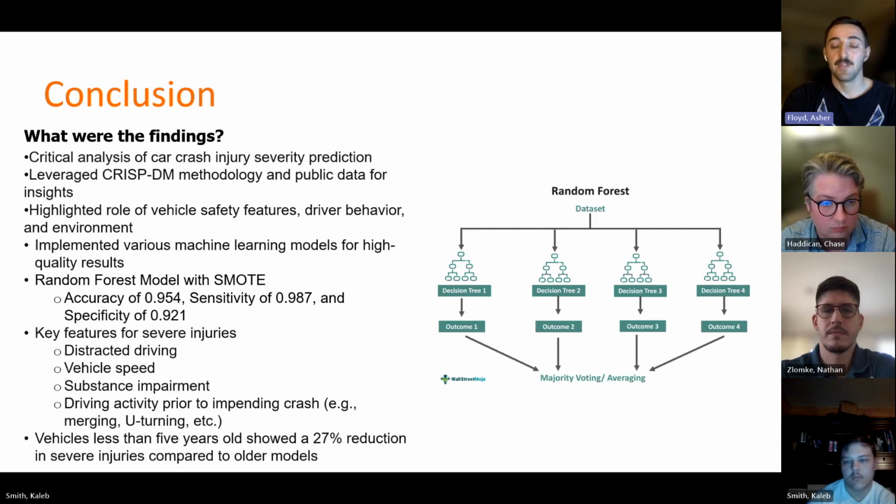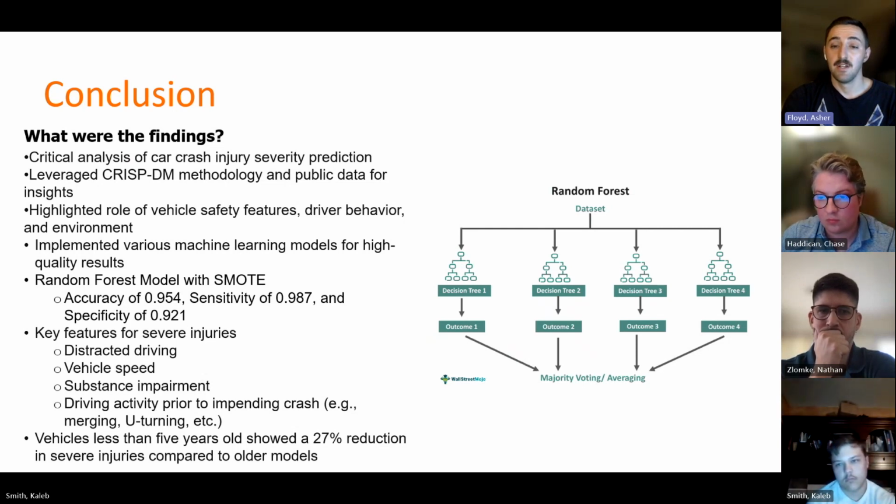Some of the key features that determined a severe injury, like I said before, a lot of these come as common sense, but when you're starting with 200 plus variables in an accident, it's really important to make sure, if you're an automotive manufacturer, that you're drilling in on the right things, or if you're a policymaker. And distracted driving, vehicle speed, substance impairment while operating a vehicle, and then certain activities on the roadway that just happen to be more dangerous, like making a U-turn or merging, things like that.